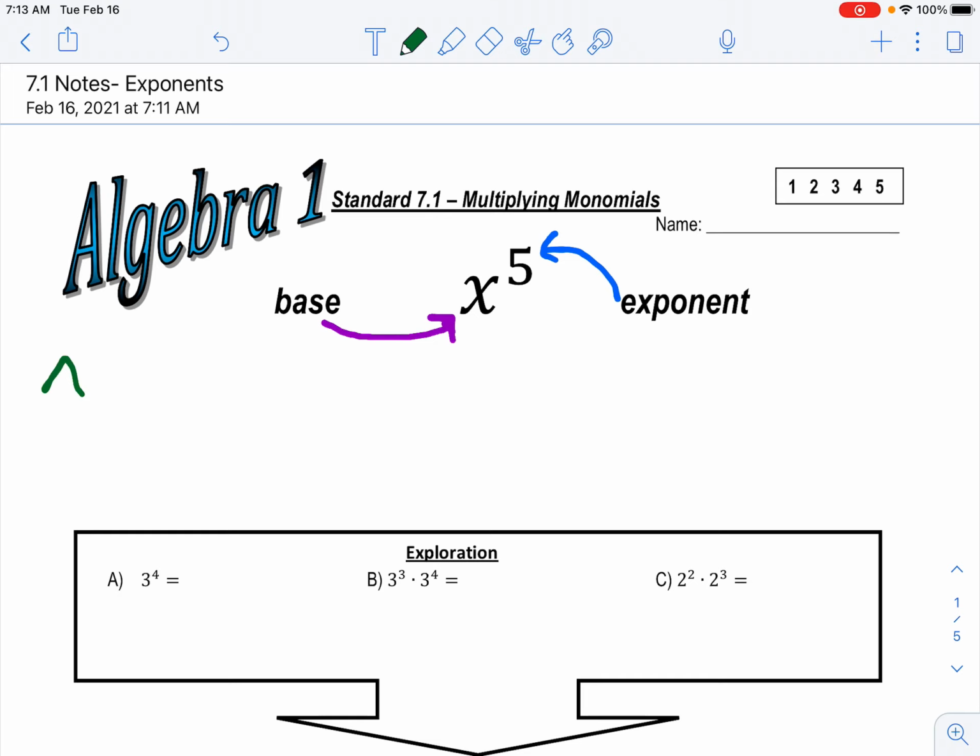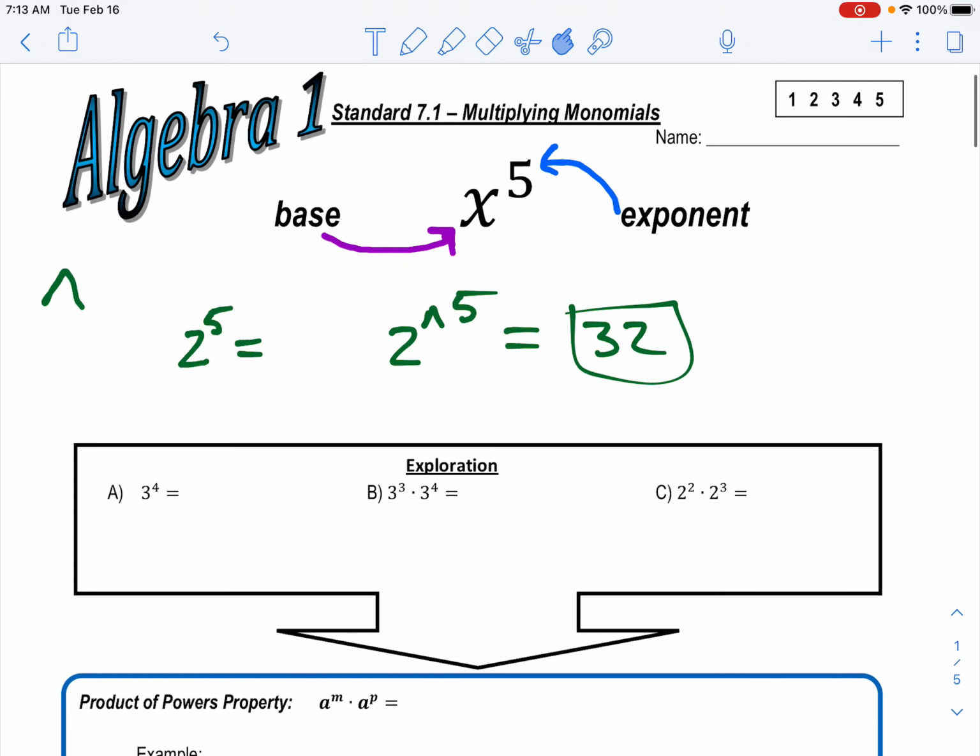For example, if I wanted to do 2 to the 5th power on a calculator, I'm going to do 2, that little caret, and then the 5. When you press that, it should tell you that you get 32. So that's how we'll plug it into the calculator. We're going to need a calculator to solve this.